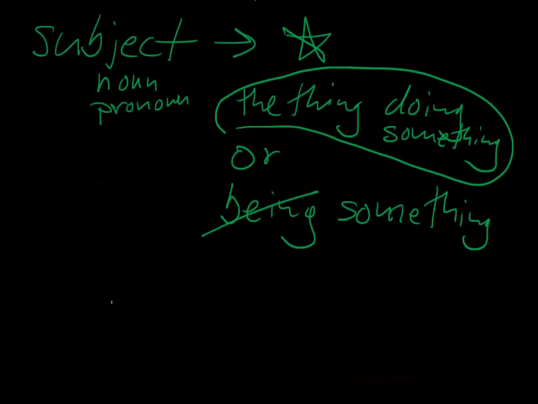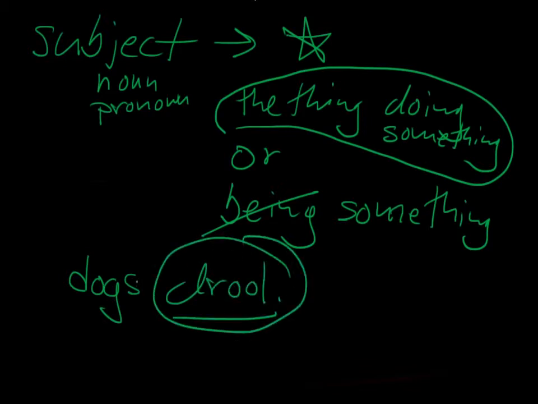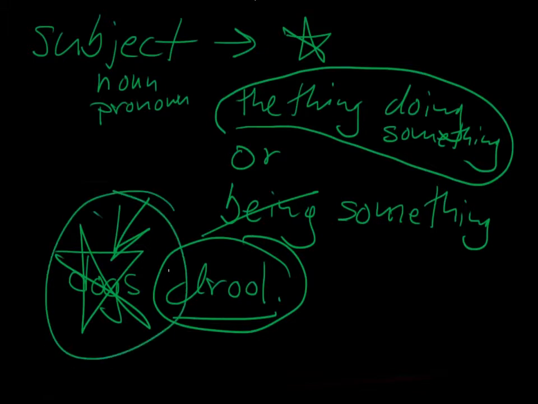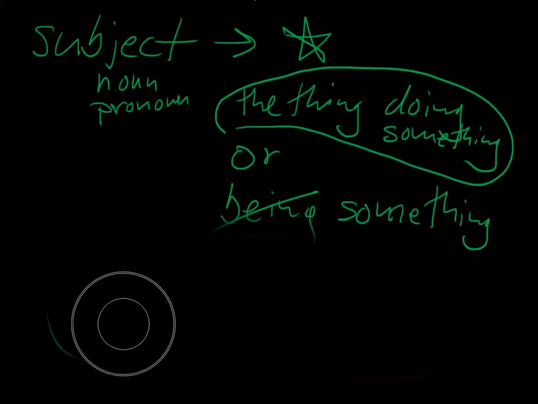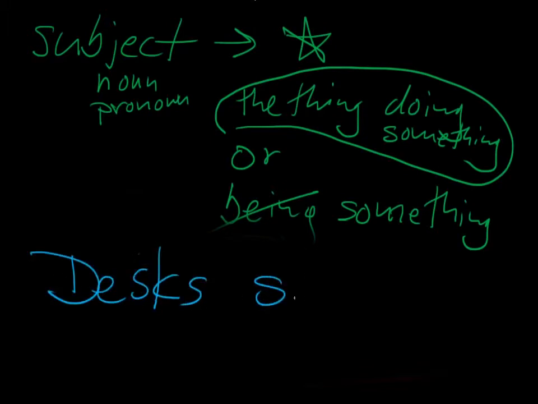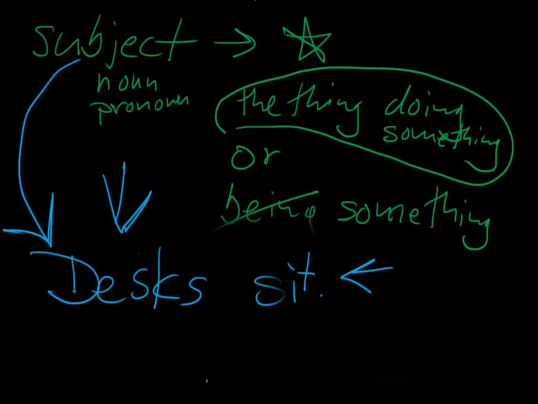So let's just say we're talking about dogs in general. Dogs drool. What's being done? Drool, right? That's the action. That's our action verb. And the dog is the one who's doing it. He's the star. So dog is a subject. If I say desks sit, even though they're not doing that much, desks sit. You look at the action. There's the action. Sit. What's doing the sitting? The desk. So that's my subject. Desks. That's my desk right there.